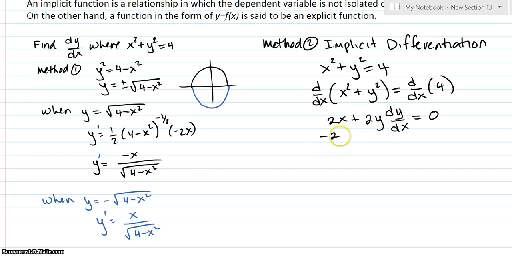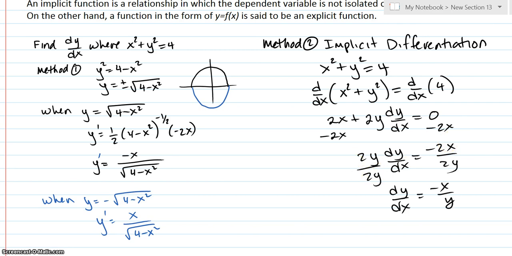So I'm going to subtract 2x from both sides. And then what are we going to get? Negative x over y, dividing both sides by 2y and then canceling those twos. Notice we have an implicit derivative. This derivative is now not just a function of x, it's a function of x and y, which means it depends on both x and y.